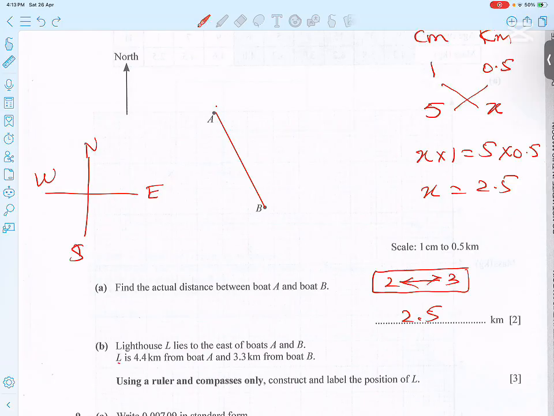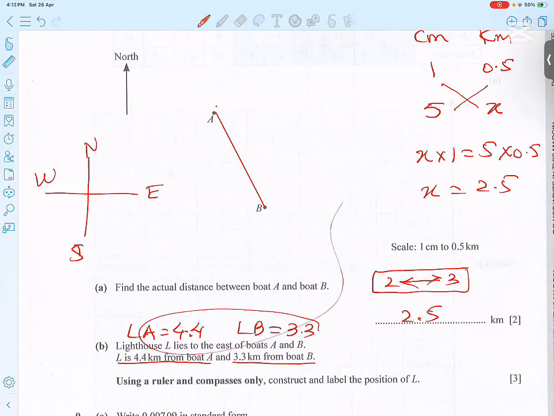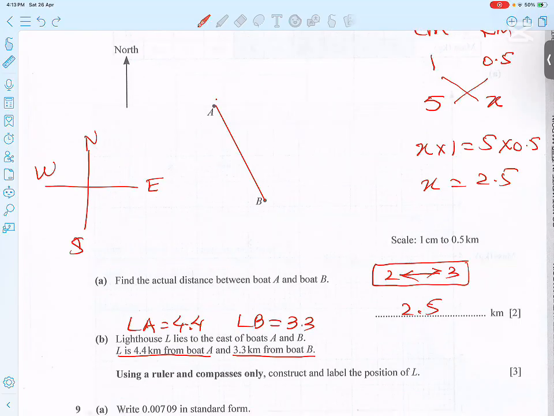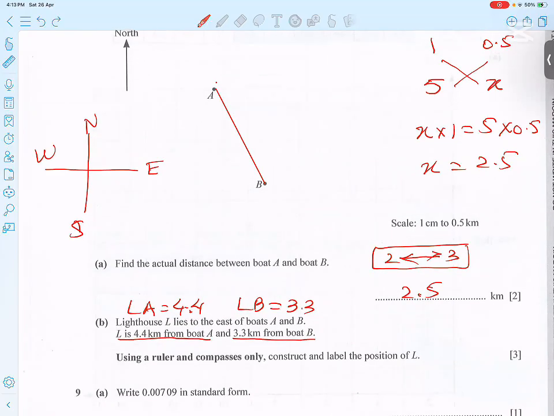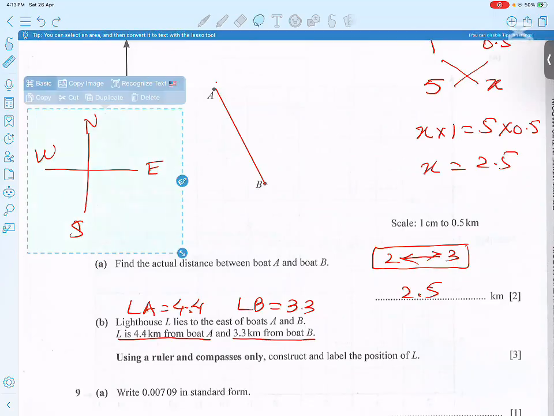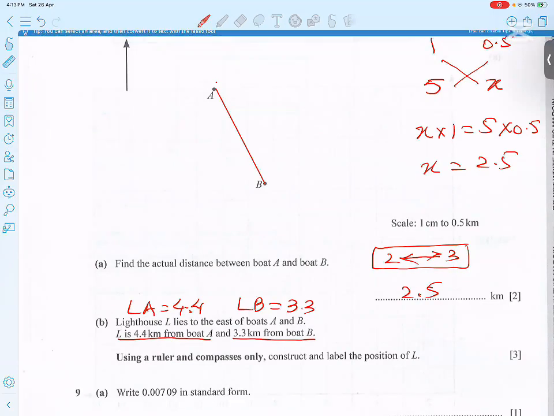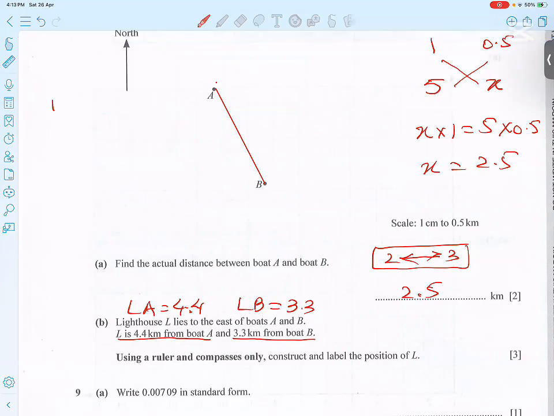So LA distance is 4.4 kilometers, and 3.3 from B. So LB is 3.3 kilometers. Okay, so we will use the same conversion criteria and convert into centimeters. Interesting. That is why it is 3 marks. So students, what I will do, I will write the same criteria here. I will write 1 centimeter. This is a centimeter.